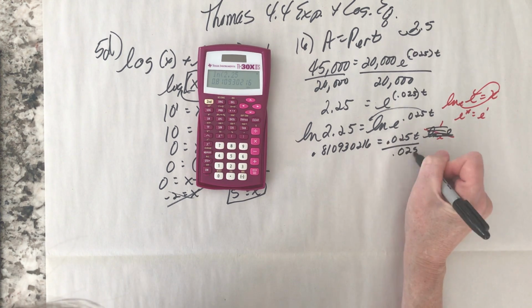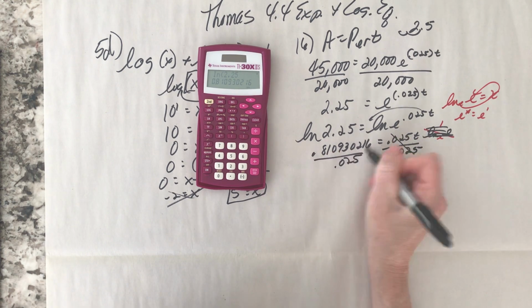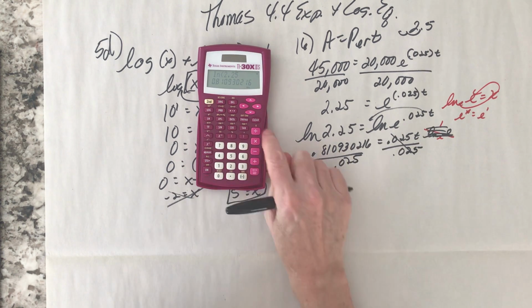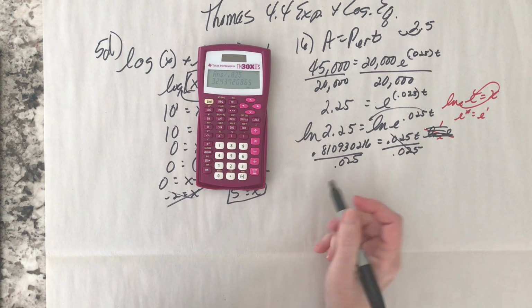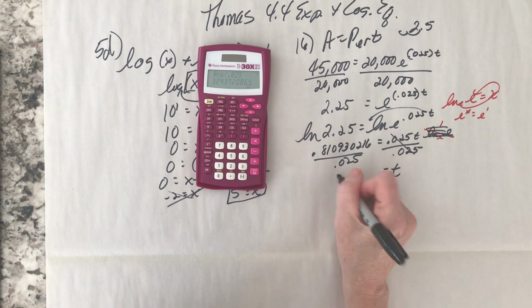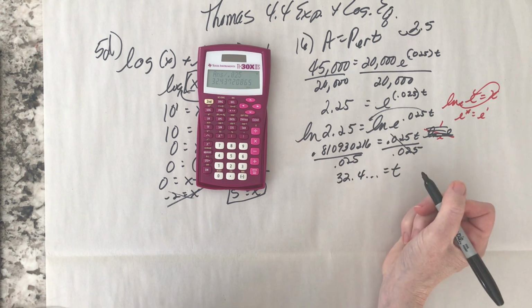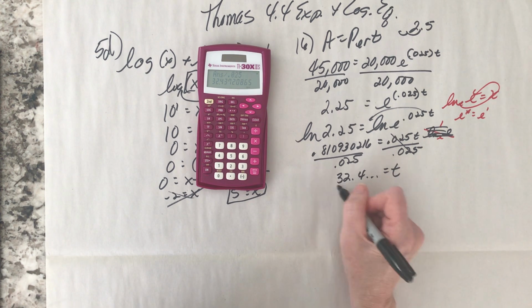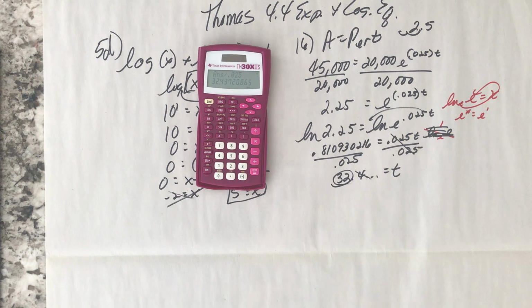So divide by 0.025. I'm hoping you've left that number in your calculator. Divide it by 0.025, and we are getting t, the time, how long you've got to leave your money in there. We're getting 32.4 years. Rounded to the nearest year is 32 years, because that will drop off. So 32 years is what you need to leave your money in that account if you've got $20,000 and you want it to become $45,000. It's a long time.